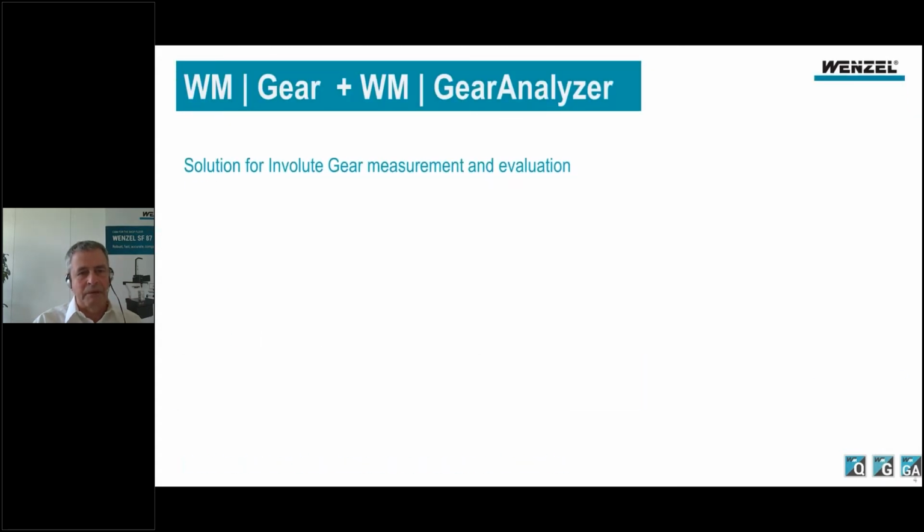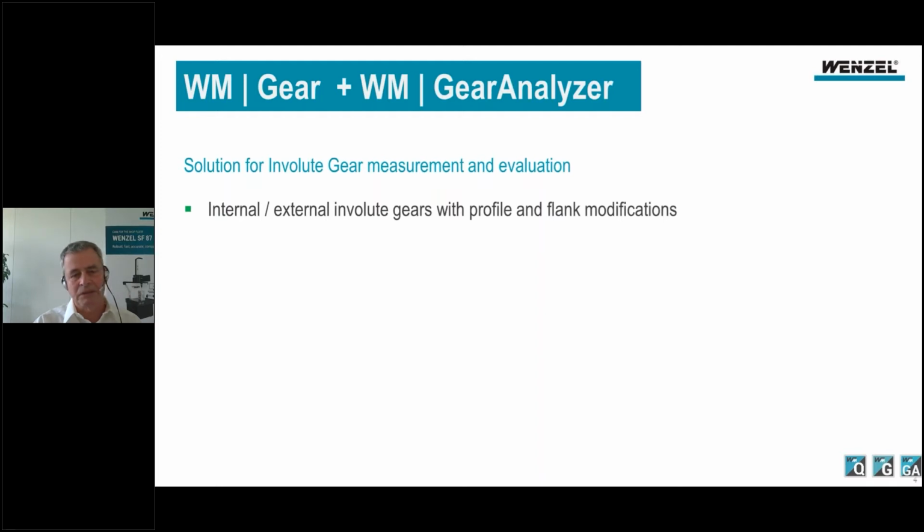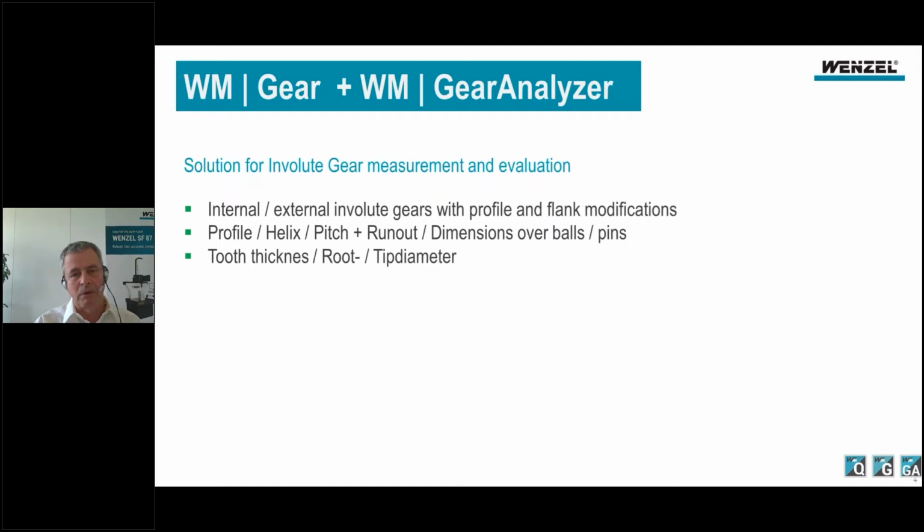So WM gear and the gear analyzer is Wensel's solution for involute gear measurement and evaluation. It covers internal and external involute gears with profile and flank modifications. It evaluates, presents, and measures characteristics for profile, helix, pitch, run-out, dimensions over balls and pins, tooth thickness, root and tip diameter, all the characteristics which can be determined on an involute gear. And the program is very, very easy to use.